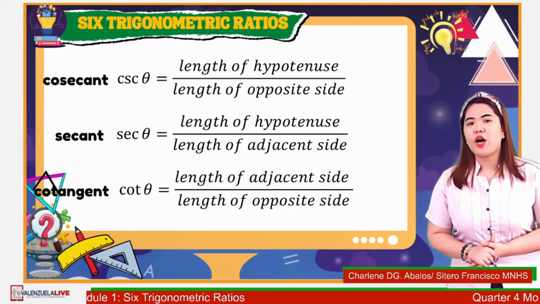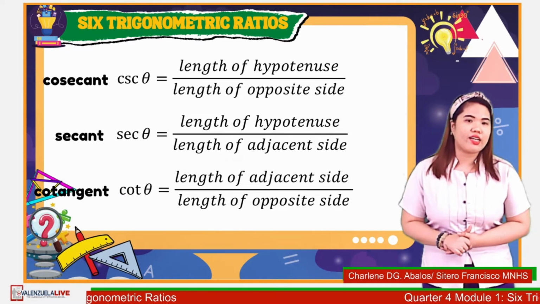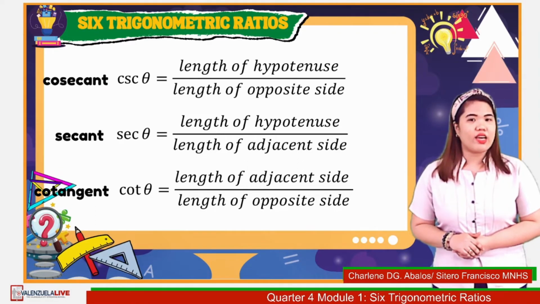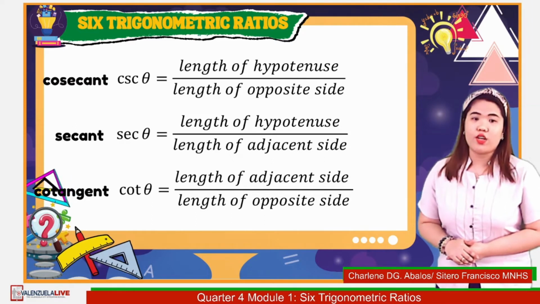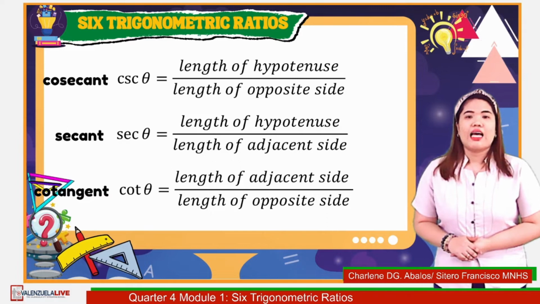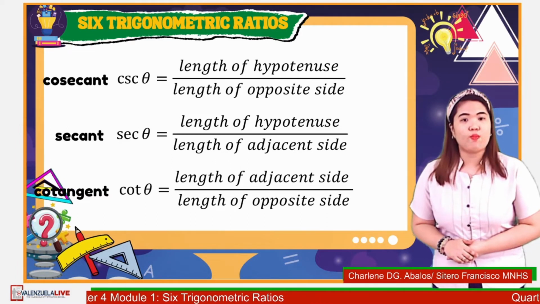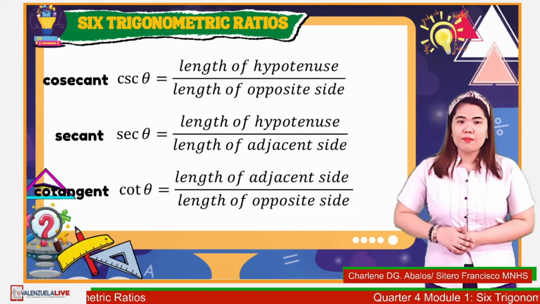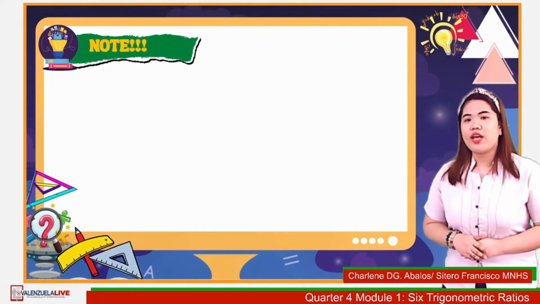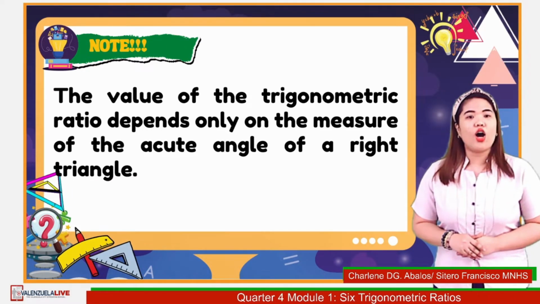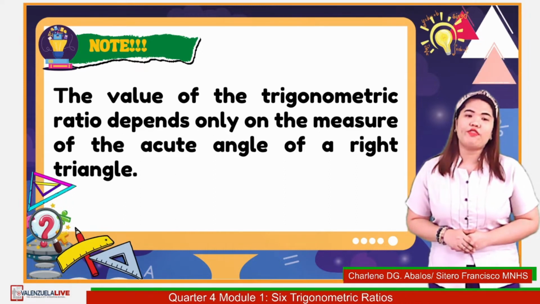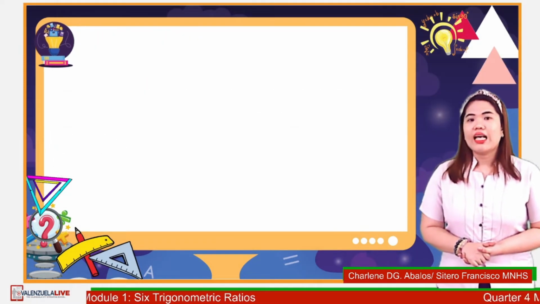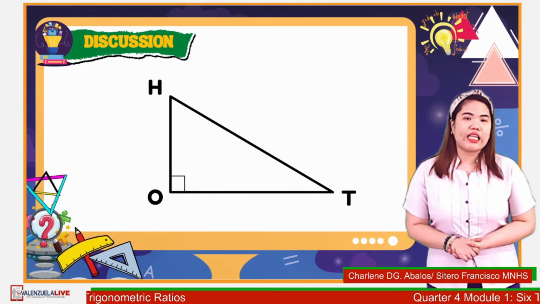The ratios of corresponding sides of two right triangles are equivalent if the acute angle of one right triangle is equal to the acute angle of another right triangle. The trigonometric ratios are the ratios between the two sides of a right triangle. Note that the value of the trigonometric ratio depends only on the measure of the acute angle of a right triangle. Let's say we have triangle HOT.